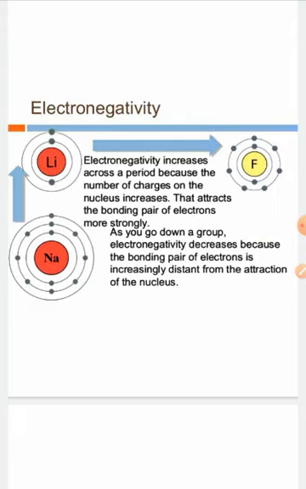Down a group, due to increase in the number of shells, the size is increasing, and due to this increased size, the distance between the nucleus and the valence electron increases, which will not allow the nucleus to attract the electron more forcefully. So down a group, the electronegativity decreases, and along a row, the electronegativity increases.